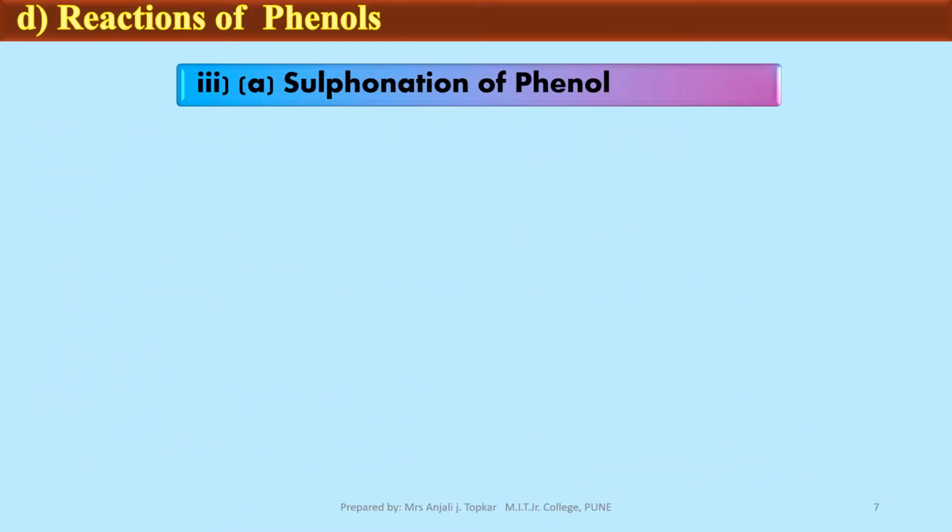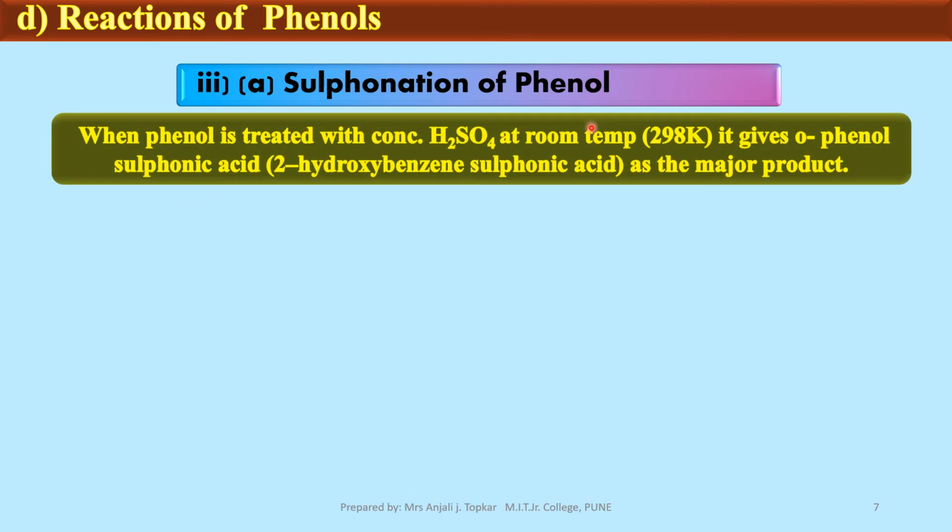Sulfonation of phenol. When phenol is treated with concentrated H2SO4 at room temperature 298 Kelvin, it gives orthophenol sulfonic acid, that is 2-hydroxybenzene sulfonic acid, as the major product.